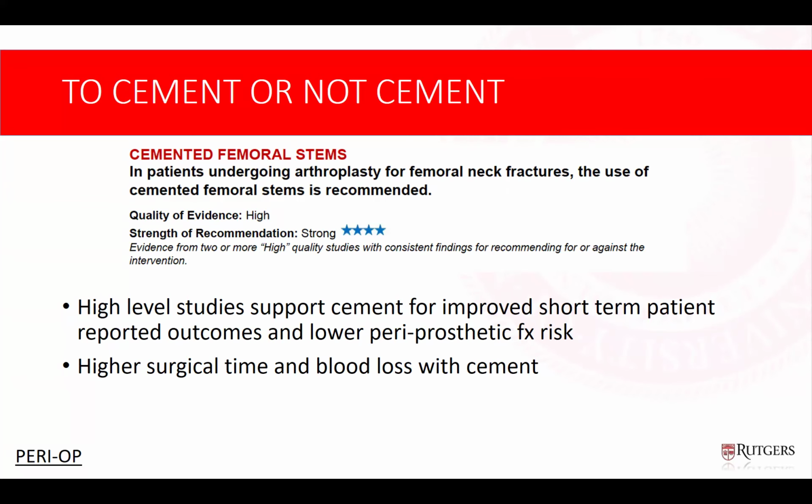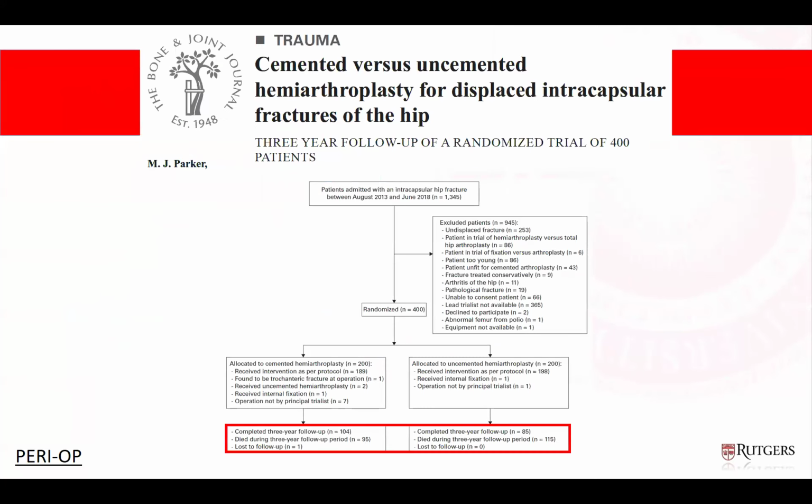However, it is not without its drawbacks in that it has higher surgical time and blood loss in the cement group. This is one of the studies in 2023 in Bone and Joint Journal. It was a 3-year follow-up of 400 patients randomized to cemented and cementless hemi for femoral neck fractures. I highlight this study because it's recent and has decent midterm follow-up. There were 210 patients, and only one was lost to follow-up at that 3-year mark.